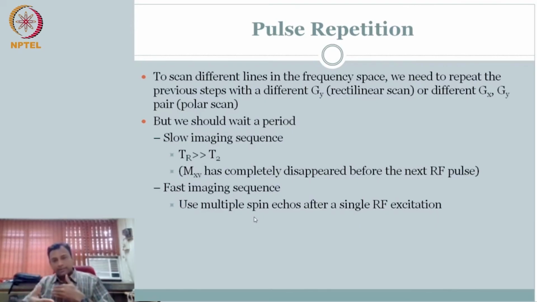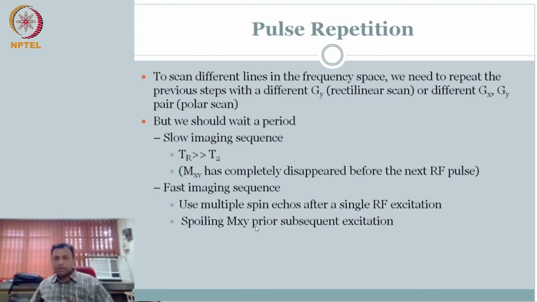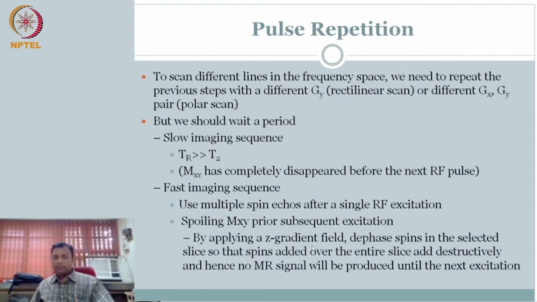How do I spoil the signal? Apply a Z gradient. We got the refocusing pulse by applying a Z gradient. Now apply another Z gradient, you will spoil the signal. So spoiling MXY prior to subsequent excitation is an important step. How do you do that? By applying what is called a spoiler pulse, or spoiler in this sense is a Z gradient. Okay. So it will dephase the entire slice volume that you have.